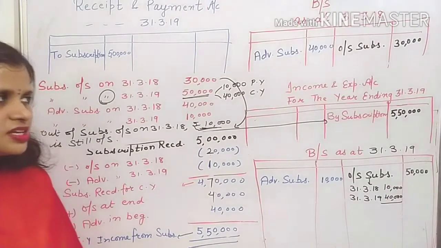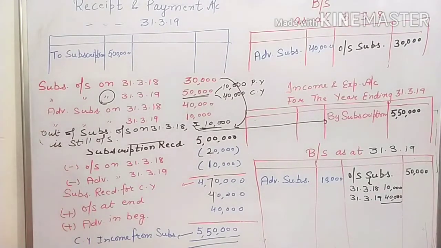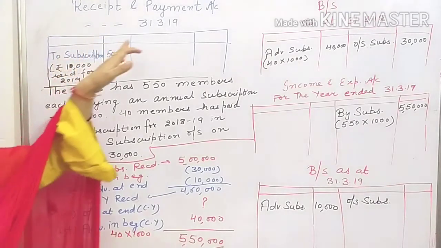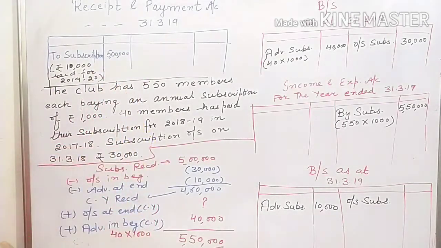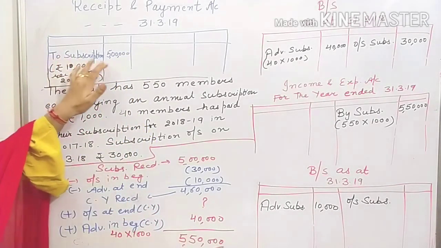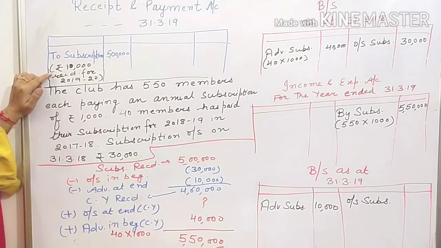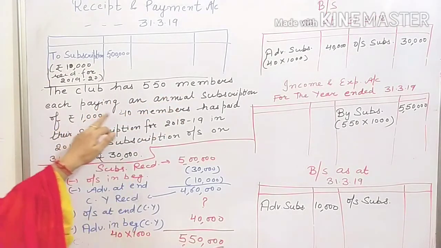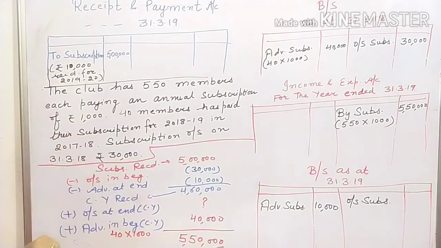Now let us discuss one more example, when you will be given the number of members along with the annual subscription. Then how will you solve the question? One more example now. Just go through the statement. Receipt and payment account for the year 31st March 2019. Total subscription received 5 lakh, and out of this amount rupees 10,000 has been received for 2019-20. The club has 550 members, each paying an annual subscription of rupees 1,000.